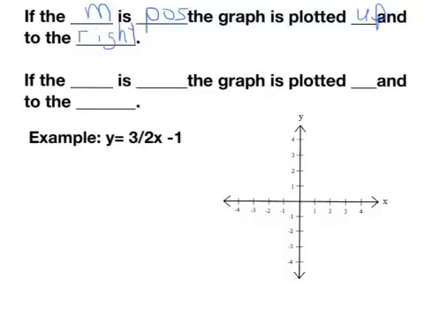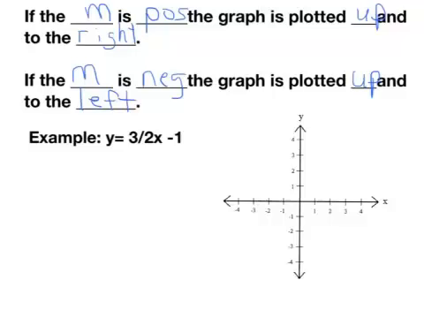Okay. If the m term is negative, the graph is plotted up and to the left. Again, that's saying that when you look at your slope, if it's a negative number, the first number always rises. Your top number always rises no matter what. The negative sign will always be associated with the bottom number. Since it's a negative number, we'll run to the left.